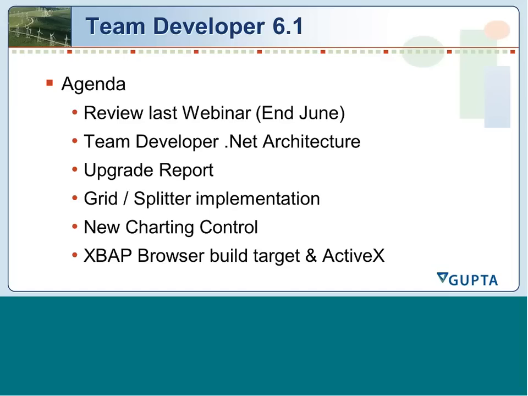I want to talk a little bit about the new charting control because this is a little bit different. The old charting control is not able to run on .NET build targets, so we replaced it, and I want to give you a short overview about the new possibilities. We also have to talk about Xpac browser applications, build targets, and ActiveX because this is a little bit tricky to use in the browser environment. I'll explain the difference between Xpac browser applications and how to replace ActiveX.